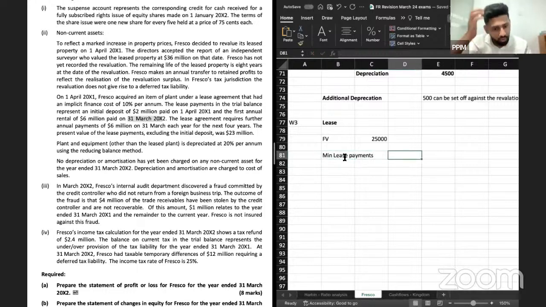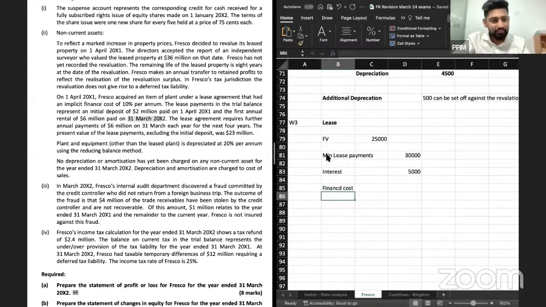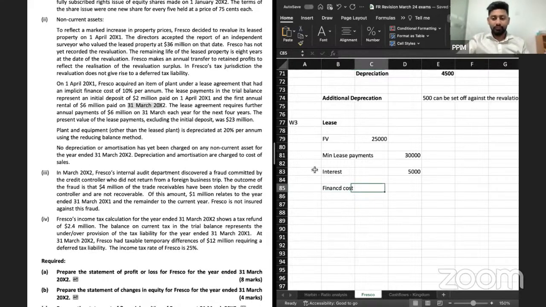And then minimum lease payments. Okay, what is the minimum lease payments? How much are you paying every year? You're going to pay 6,000 into, for how many years are you going to pay? For 5 years. 1 year gone for the next 4 years. So into 5, 30,000. Therefore, your total interest that you're going to pay will be 5,000. Correct? Your finance cost, they say, will be 10%.